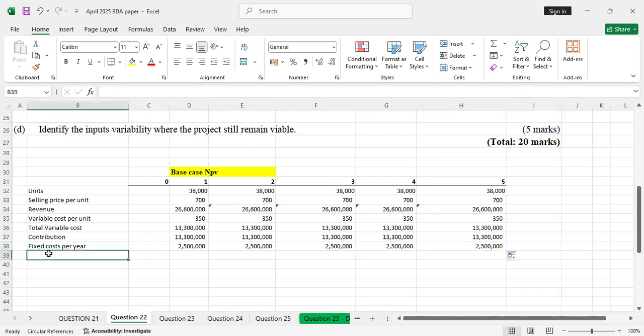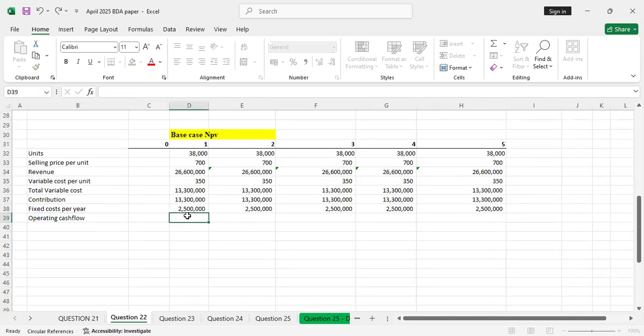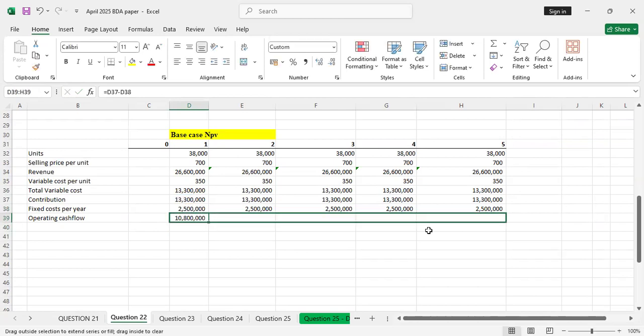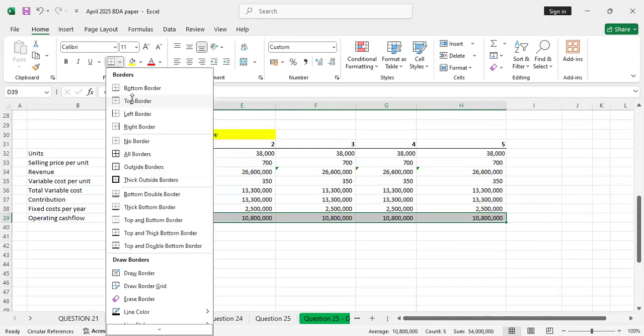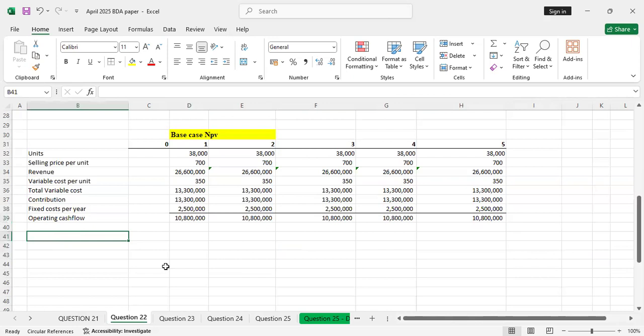Therefore, we'll have what we call the operating cash flows. The key thing you have to note here is that we don't calculate depreciation. In this question you don't have to calculate depreciation because there's no tax rate. So the operating cash flow will be this minus this. That makes sense to me. Then I'll create the top border. And then I'll go to the investment statement.